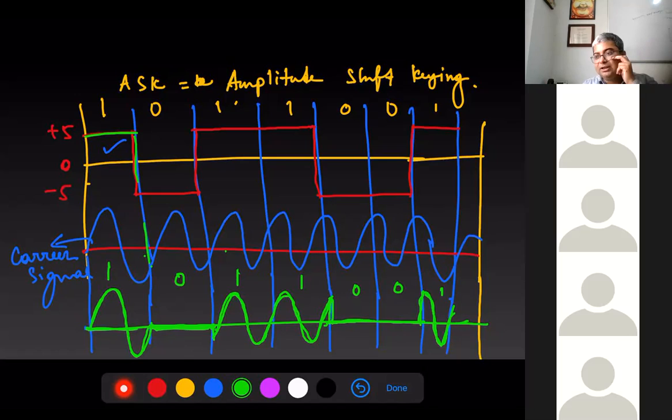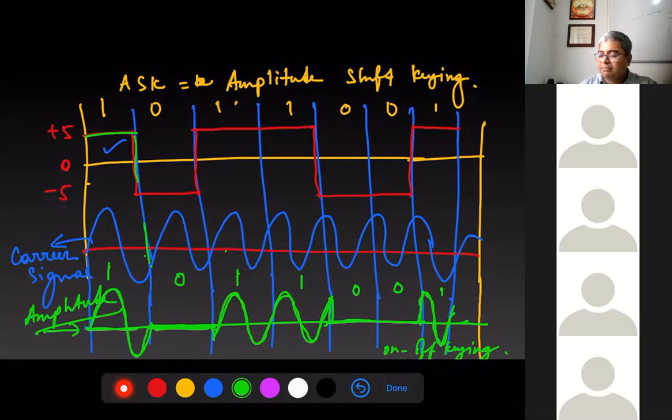So this is called amplitude shift keying. Means I am changing the amplitude of the analog signal to represent my digital bits. That is why sometimes this keying is called on-off keying. Means put a switch: whenever digital bit 1 is coming, I will pass the signal. Whenever digital bit 0 is coming, I will stop the signal. That is the basic principle.